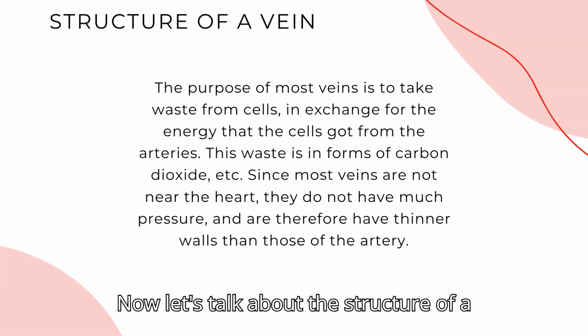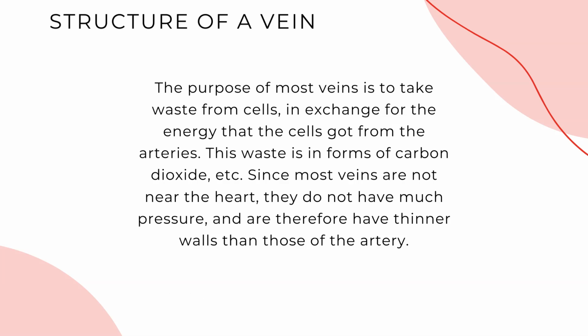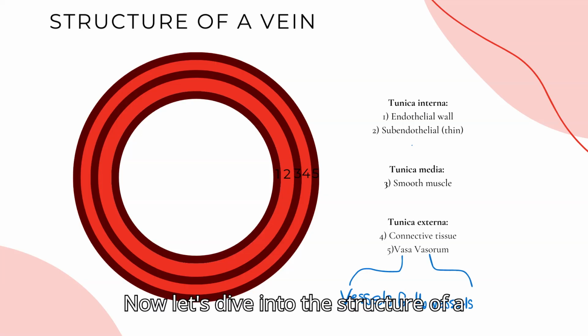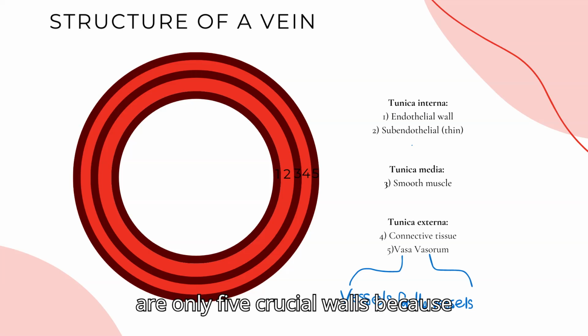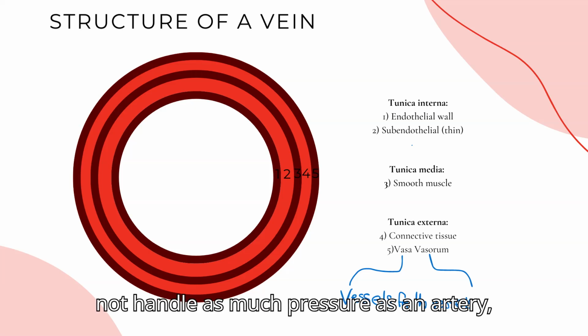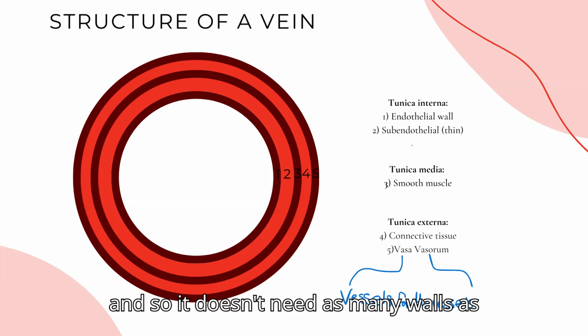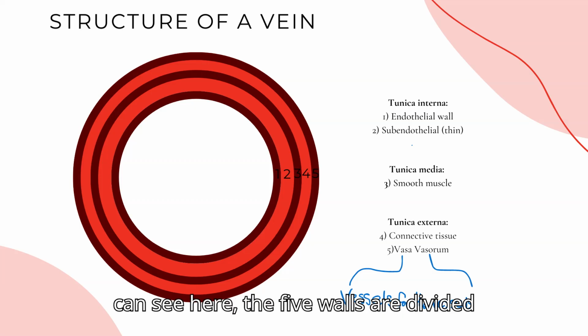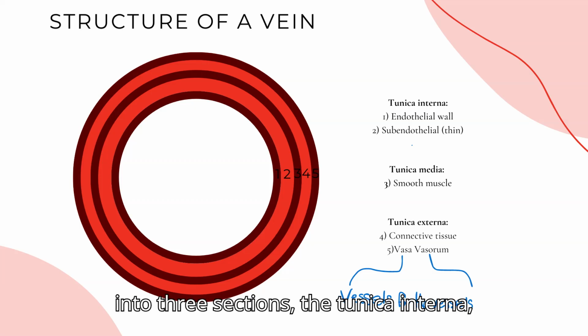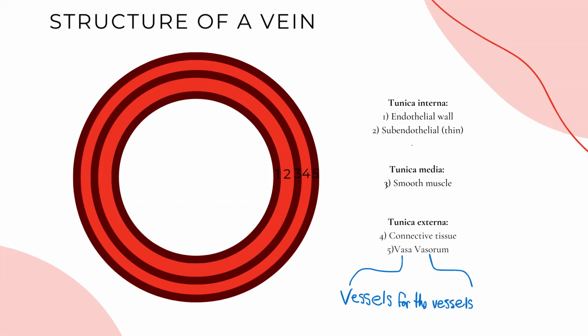Now let's dive into the structure of a vein. And so as you can see here, there are only 5 crucial walls because the vein, as we discussed before, does not handle as much pressure as an artery, and so doesn't need as many walls as an artery does. And as we can see here, the 5 walls are divided into 3 sections: the tunica interna, tunica media, and tunica externa.